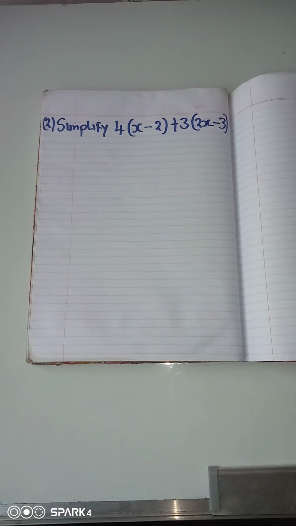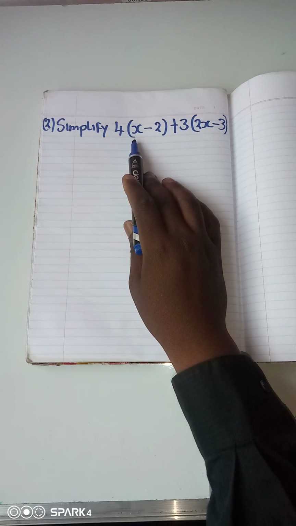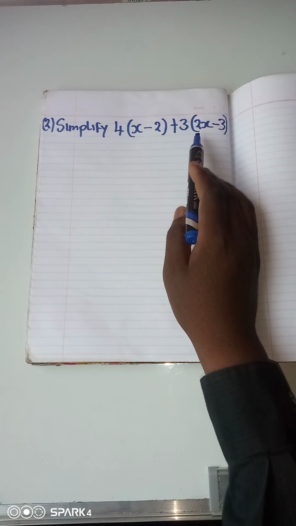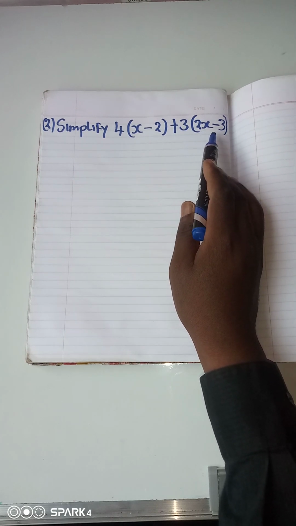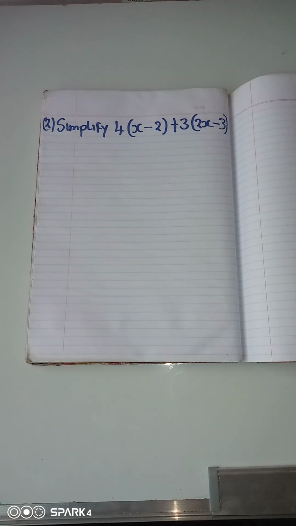This is question 2, and question 2 says simplify. Simplify 4(x minus 2) plus 3(2x minus 3). So when you are dealing with simplify, there is one thing you need to put in mind. Simplify simply means group the like terms together. And if there is no equal sign, don't change the sign. Just carry it the way it is.